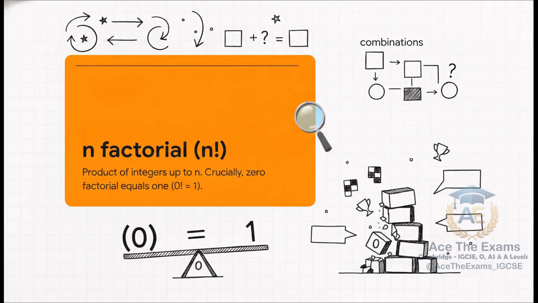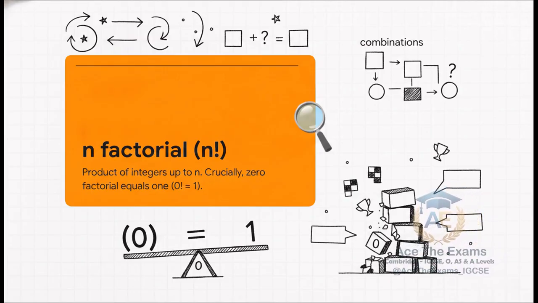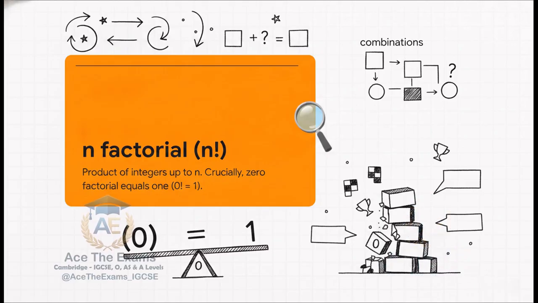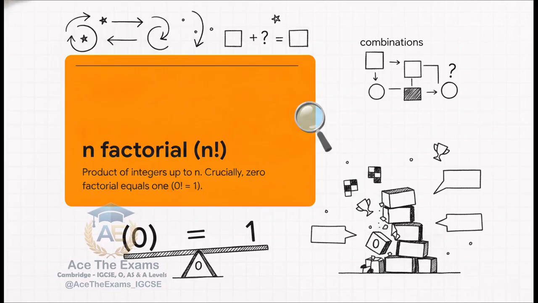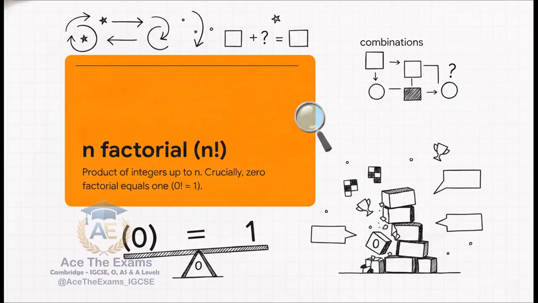Examiners absolutely love testing this because it immediately separates the students who just mindlessly memorize sequences from the students who truly grasp mathematical conventions. When you are simplifying complex algebraic fractions involving factorials, knowing that 0 factorial equals 1 is absolutely essential for securing those vital method marks. If you write 0, your entire cascading calculation just crumbles.